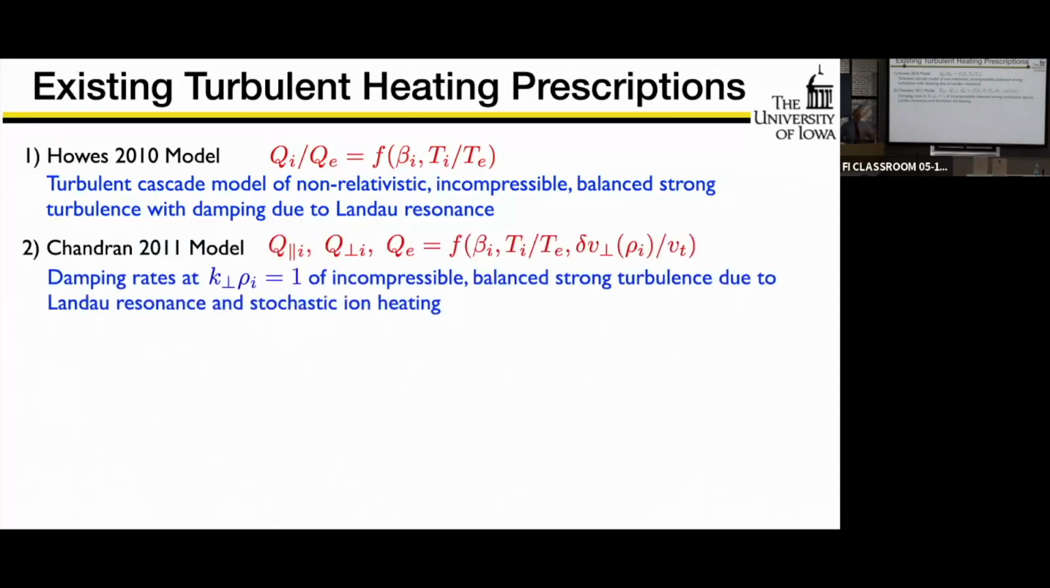There was another model by Ben Chandran of the University of New Hampshire where he included another effect: stochastic ion heating. So it looked very similar to the Howes model, although it didn't involve a turbulent cascade. They just looked at the damping rates at the ion scales and the ratio of heating by one mechanism or another. And they came up with a different prescription that gave you the ion parallel and ion perpendicular heating separately. Whatever was left over was the electron heating.